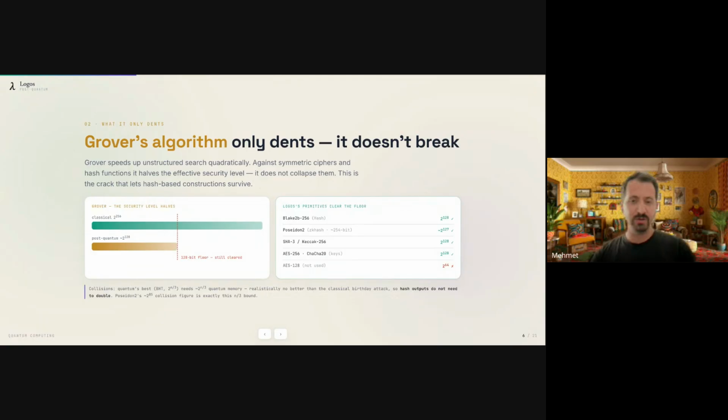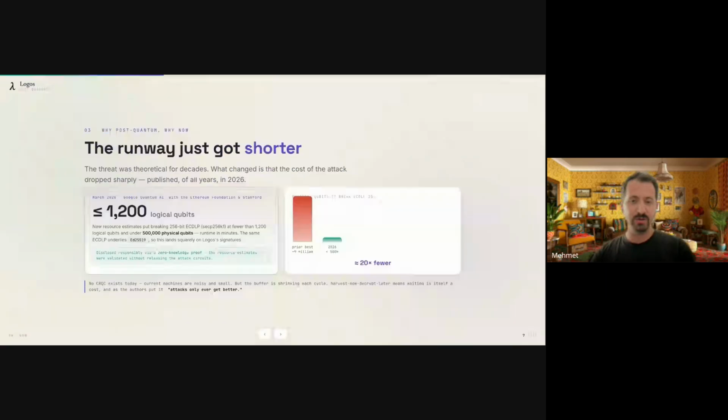But when you look at Shor's algorithm or Grover's algorithm, I think the paper was published in '98 or something like that. So we know all the papers and those attacks, and we are aware of those problems.